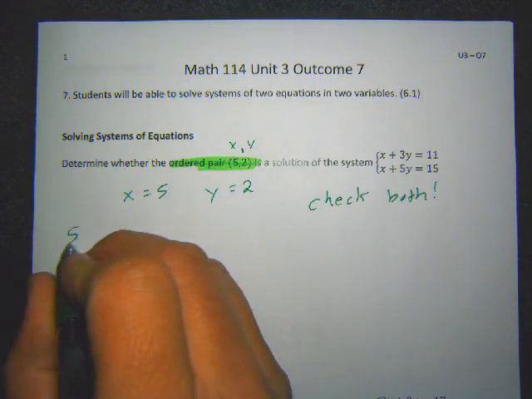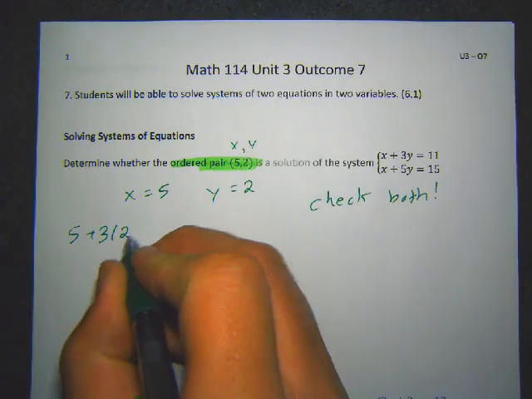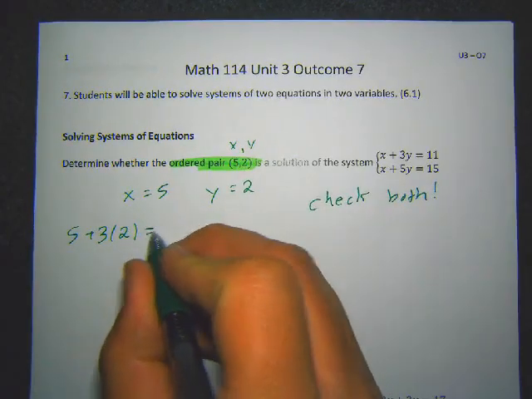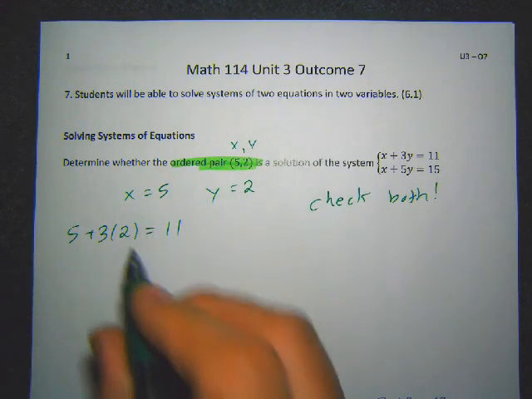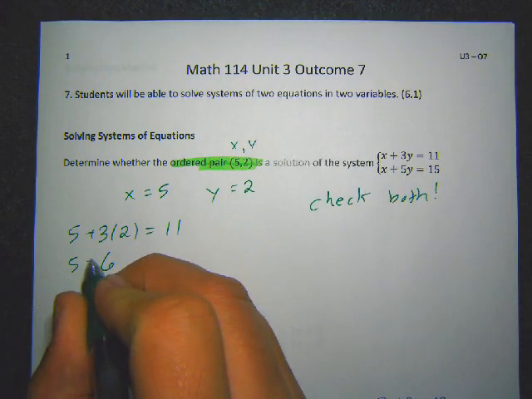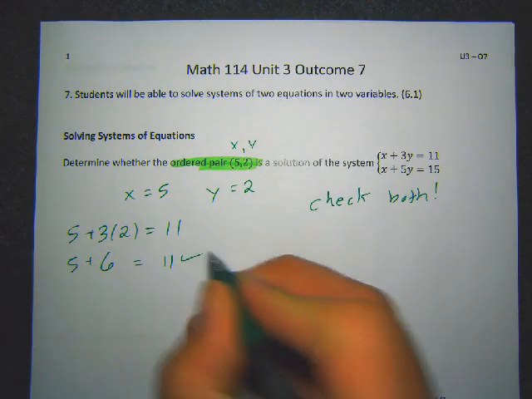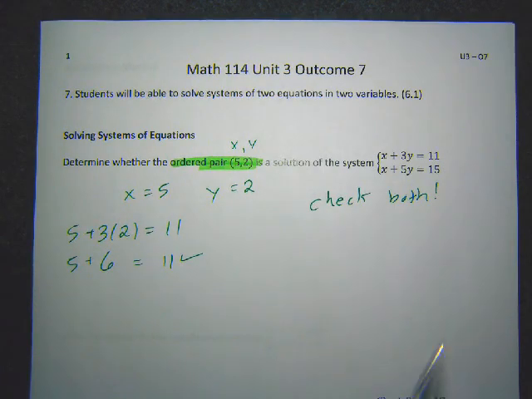So I get 5 plus 3 times 2, and that should equal 11. If it does equal 11, then it's true. So far they're working out, but we've got to double check. 3 times 2 is 6, 5 plus 6 is 11, and so far, so good. It checks out in that first equation.